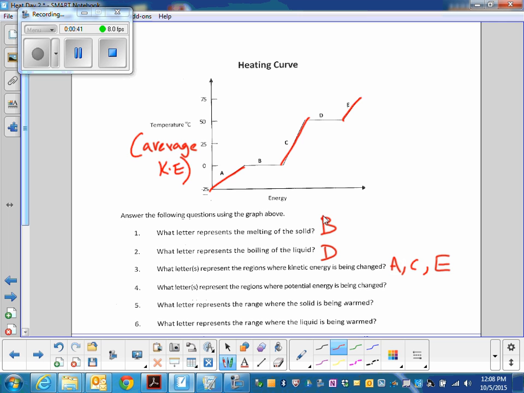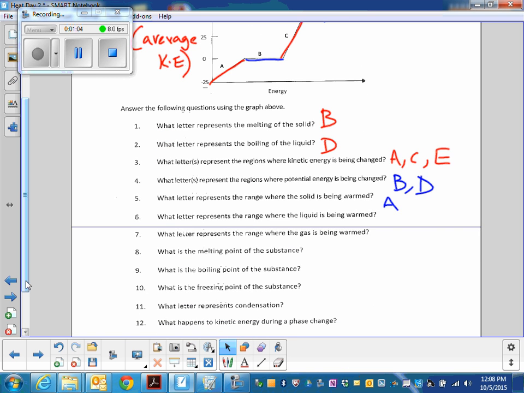Which regions represent where potential energy is being changed? B and D is correct. So it's increasing going in this direction. The letter which represents where the solid is being warmed, Sydney, is A, correct. Let's come down. The range where the liquid is being warmed, C is correct. The range where the gas is being warmed, Jimmy, E is correct.